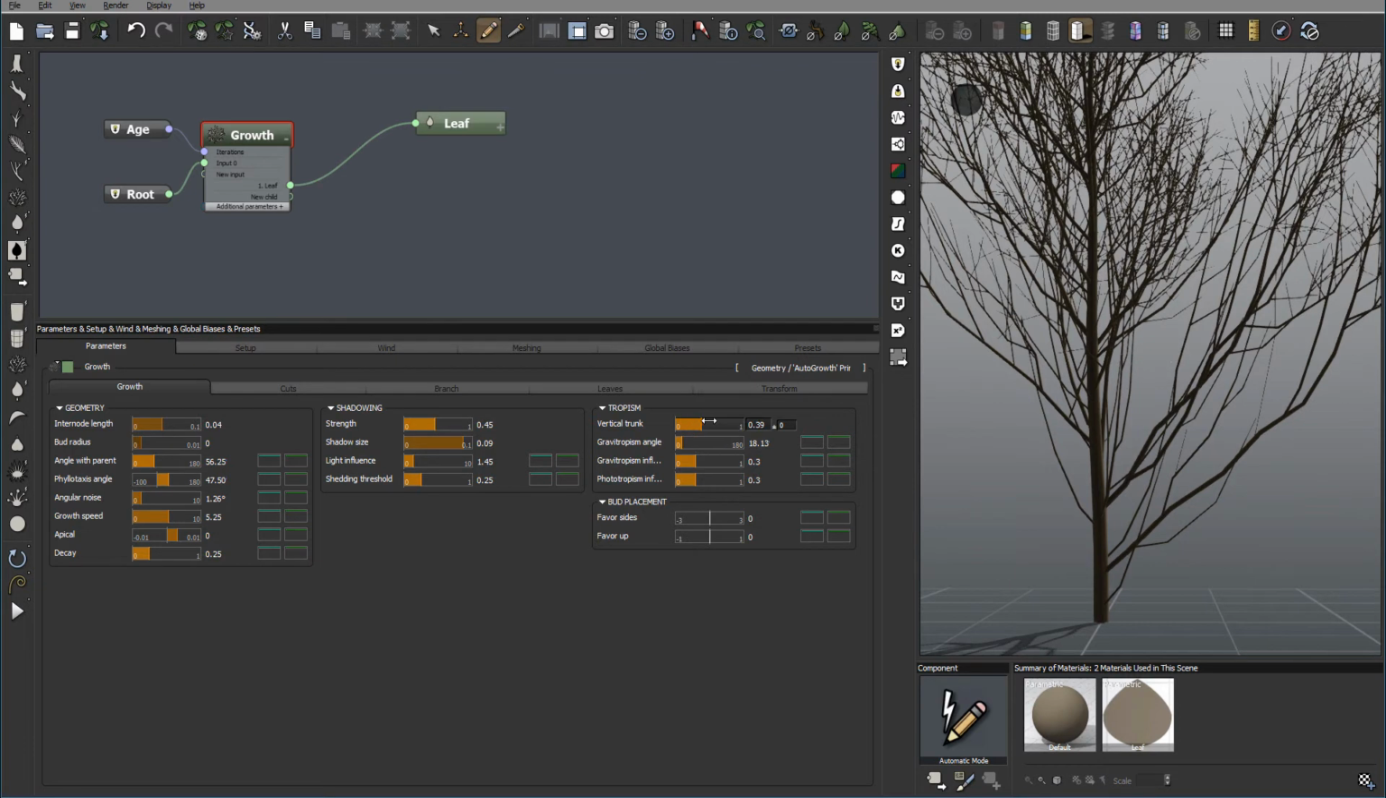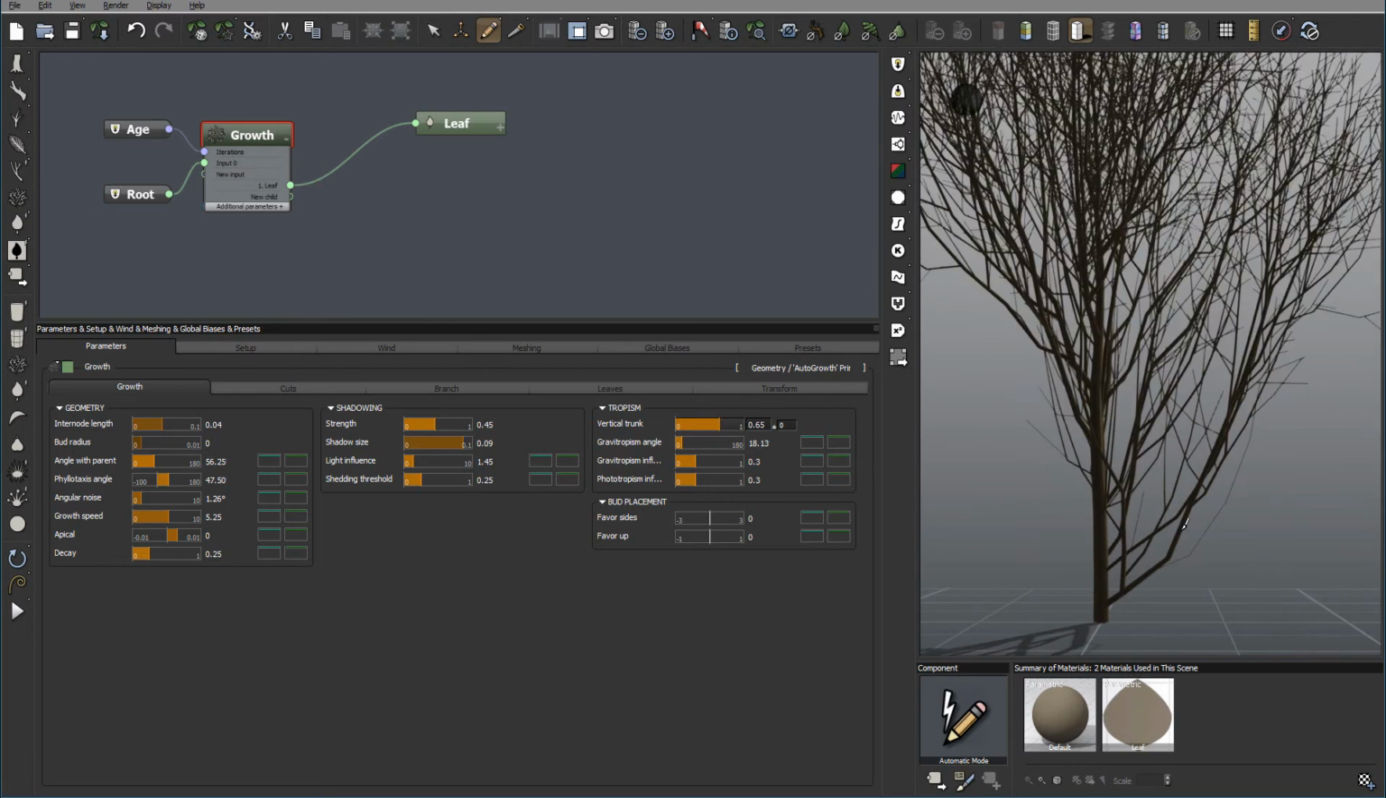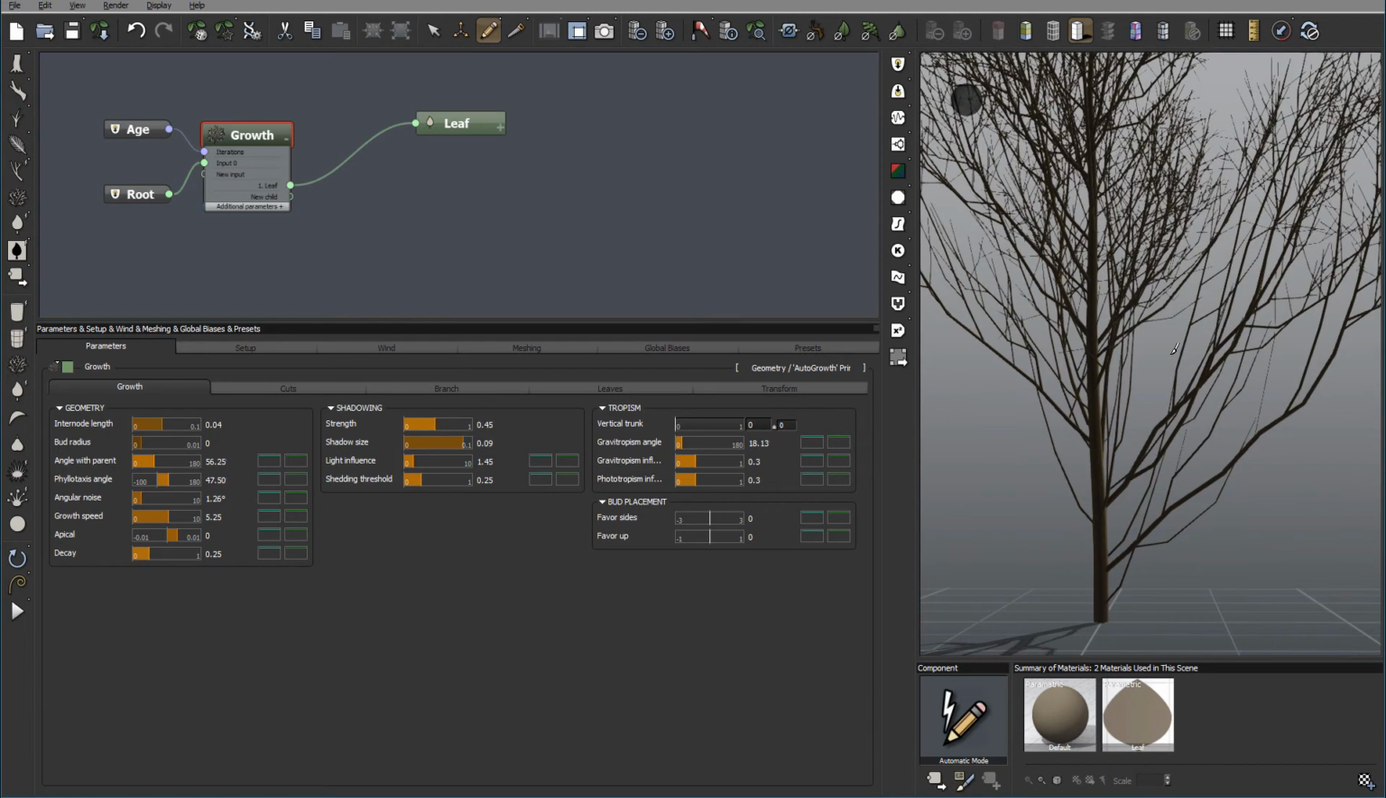So for example, let's go to pop-up, please, a little bit higher. And you can see how it's going more towards vertical, and if we go to 0, it will just spread a little bit out. So it's more adjusting to the vertical position of the trunk.